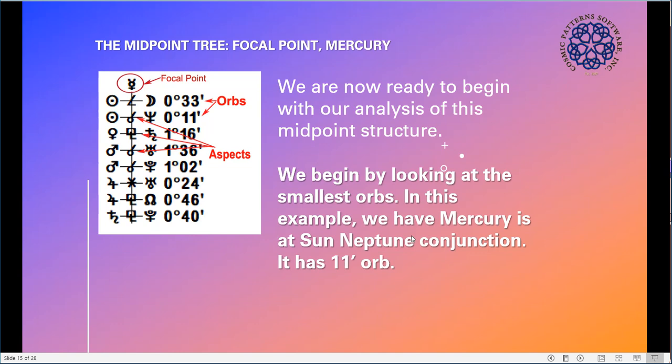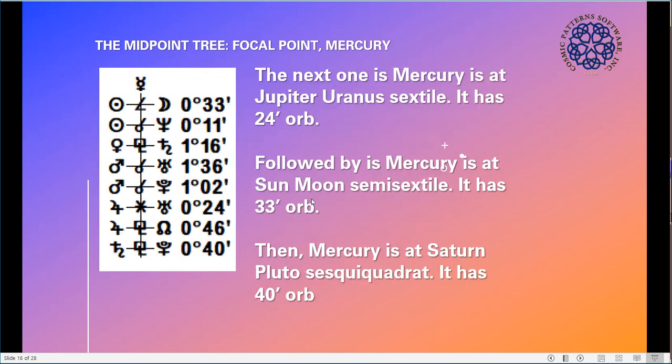We begin by looking at the smallest orbs. In this example, Mercury is at the Sun-Neptune conjunction. It has an 11 minutes orb. This is the smallest orb. Mercury is at the Sun-Neptune conjunction, 11 minutes orb. The next one is Mercury at the Jupiter-Uranus sextile. It has a 24 minutes orb. It's right here: Mercury, Jupiter, Uranus.